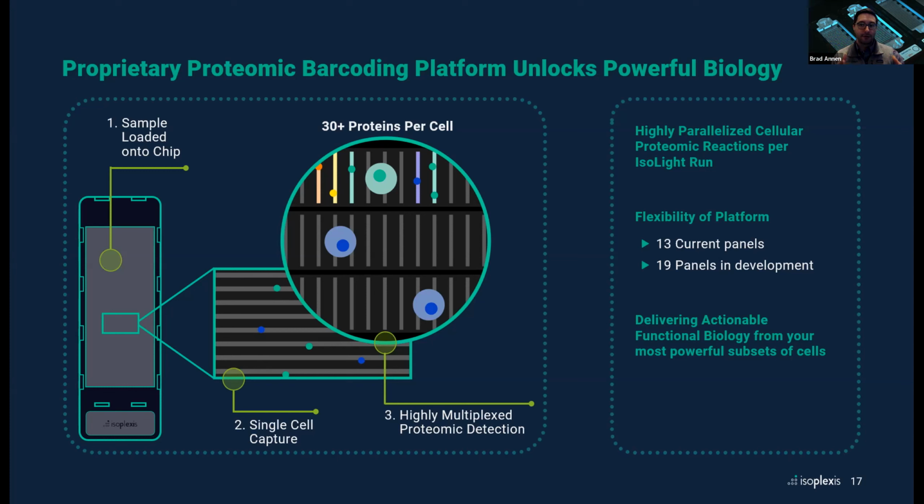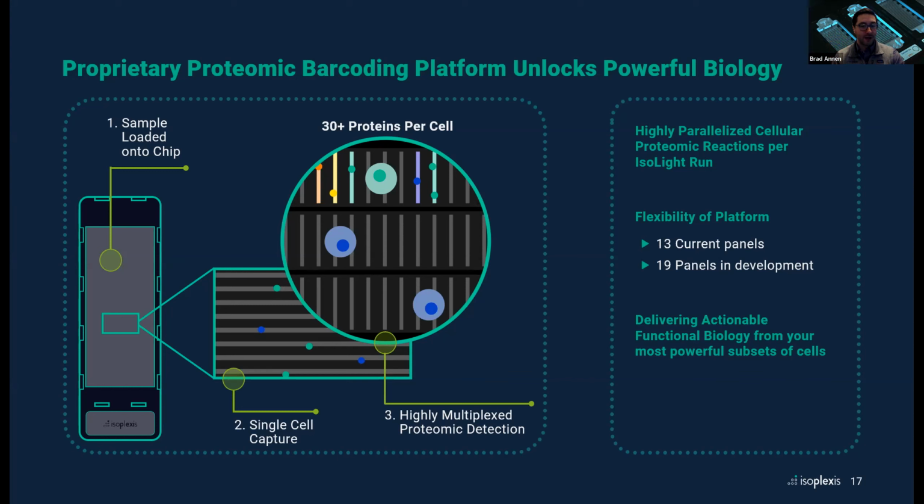From there, either the enriched single cells or the supernatant on the bulk chip flow across the chip, and then each chamber has access to this full multiplex barcoding where they're able to run this sandwich ELISA in parallel for each sample and each chamber in a fully automated manner.